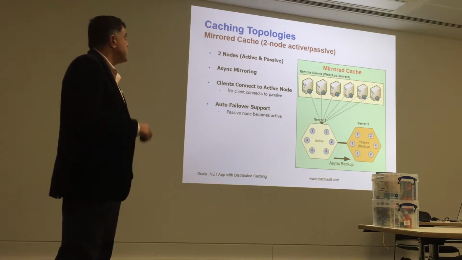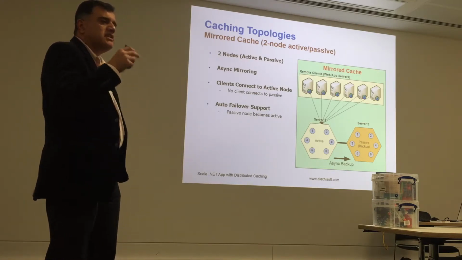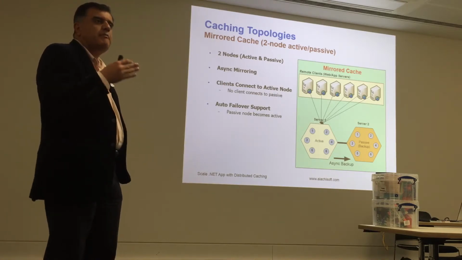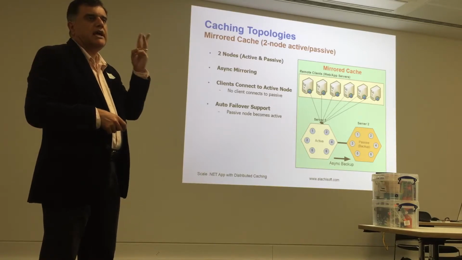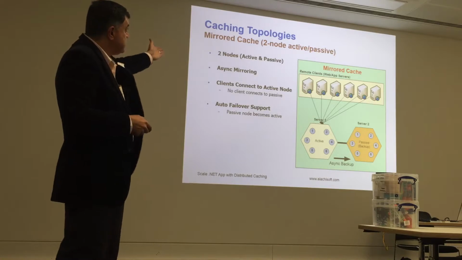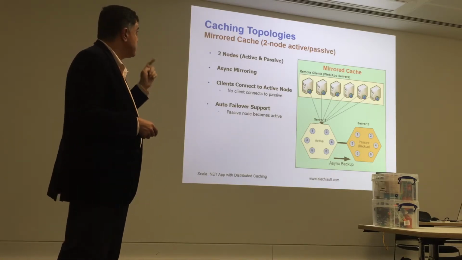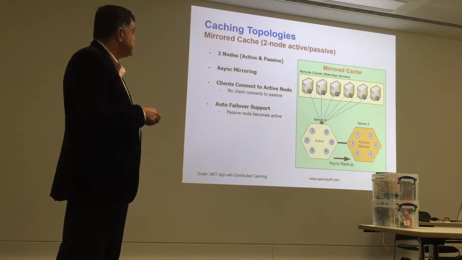Caching topologies are essentially ways that a distributed cache stores data, does replication, and manages connections. So those are the three things: stores data, replicates, and manages connections. In case of NCache, there are 4 topologies. The first is called mirrored cache. It's a 2-node active-passive topology. So there's the active node, there's a passive node. All the clients are connected to the active node here. All the data is in the active node, and a whole copy of it is on the passive node.